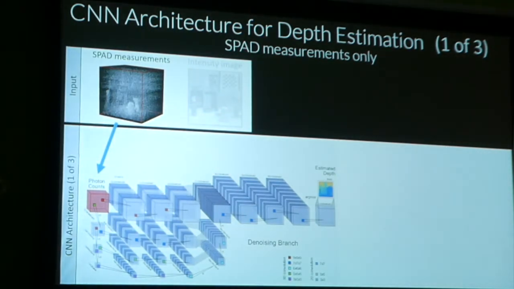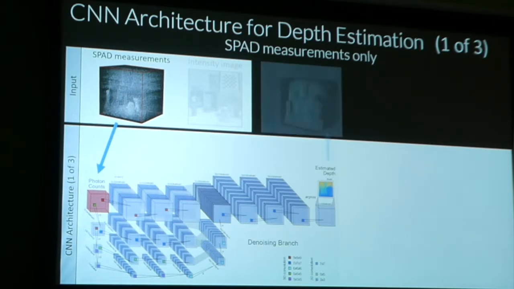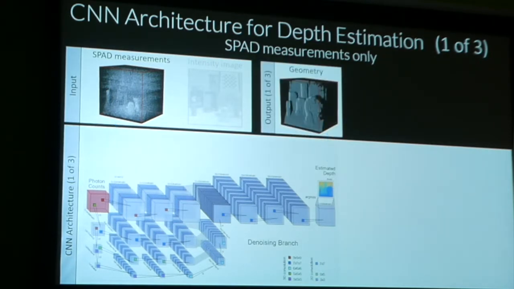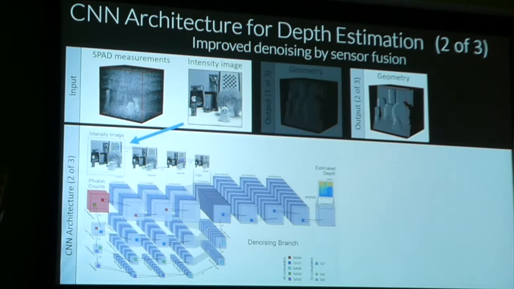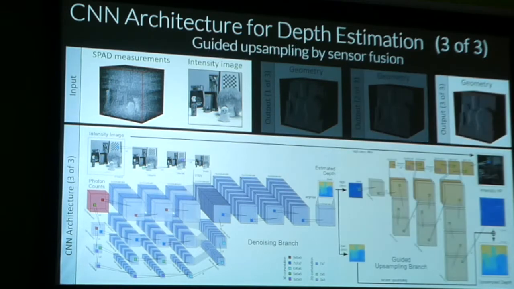So we can estimate depth using this neural network with just the SPAD measurements. And we can also pass in features from the intensity image to this neural network to try and improve the depth estimate. And finally, we can look at adding on a higher level task like trying to upsample this depth map using the higher resolution intensity image, and then training the network to do this end to end.